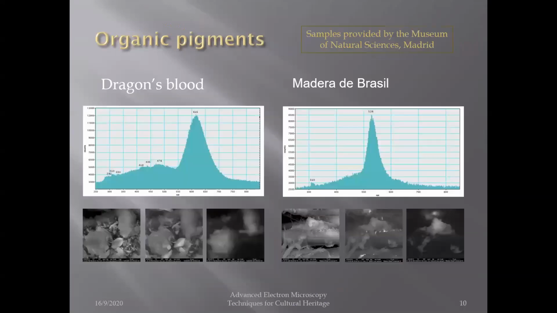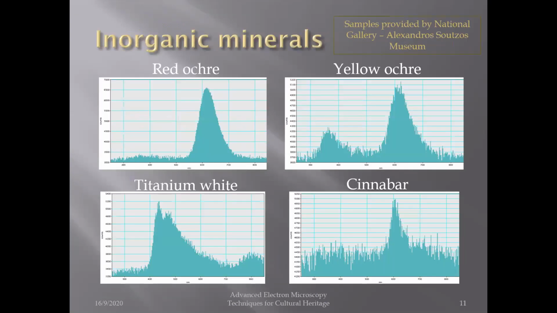So first of all, we started with the analysis of individual pigments just to see whether we can differentiate between them. And the technique seemed to work very well, both with organic pigments. You see here some indicative spectra from organic pigments, and also from inorganic pigments.